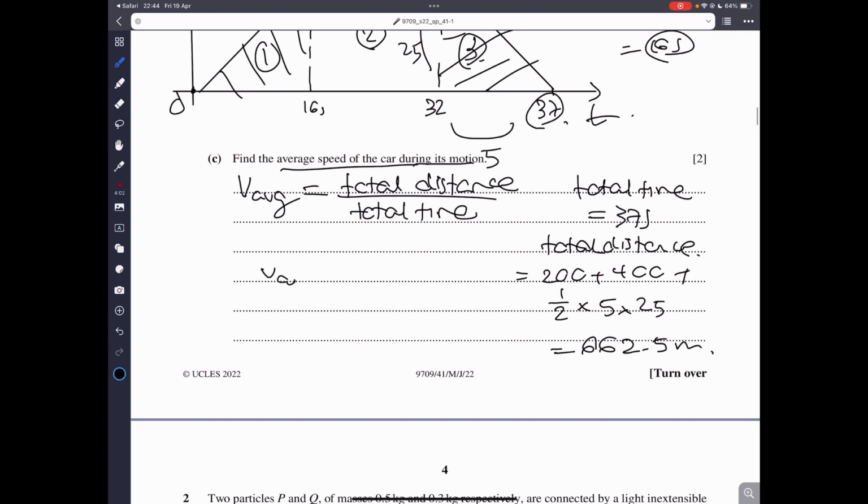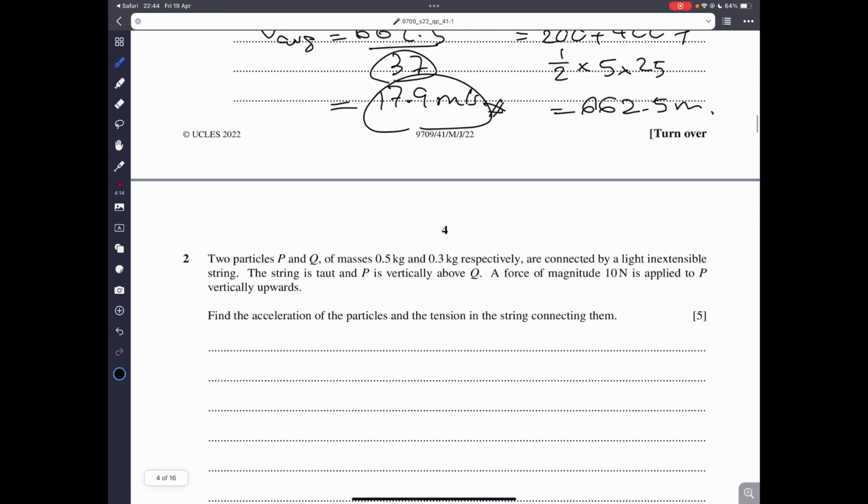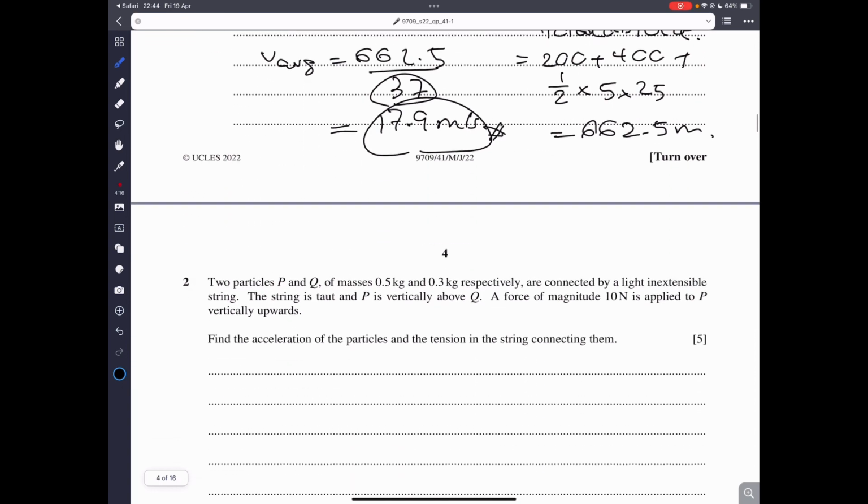Now the average velocity is going to be 662.5 divided by 37, which is the total time. Therefore, it gives us 17.9 meters per second, and this is your average velocity. Moving on, question number 2.